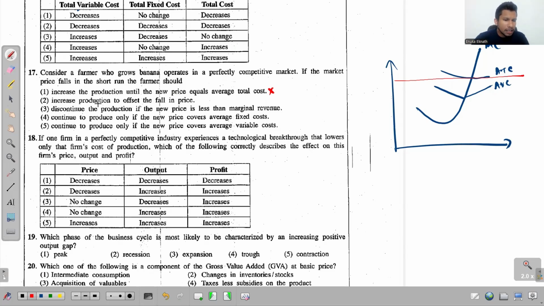Second one says increase production to offset the fall in price. See that now he can increase the production, no problem. If he needs, he can increase the production, but he can't offset the fall in price.